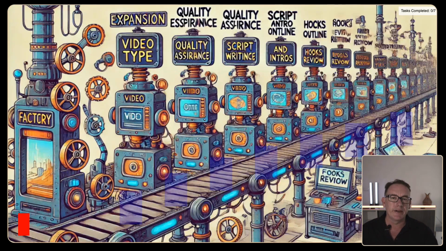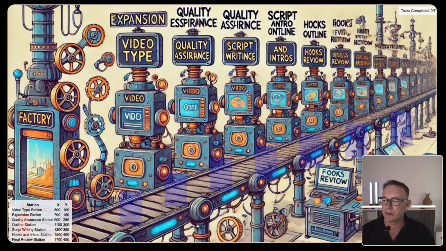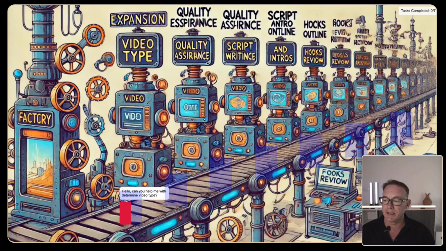So here's our YouTube Automation Factory, and we've got in the top right-hand corner the task completed, 0 of 7. If we press the D for debug, we should be able to see the coordinates for the different stations in the factory. And if we use the right keyboard, we should be able to move forward and see, hello, you can help me with determining the video type. And we just keep moving through the different tasks. All the way to the best thing about this workflow is, like most of them, it takes about 10 minutes to recreate this particular application.